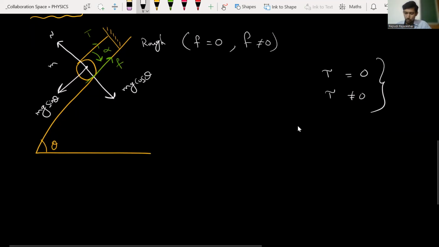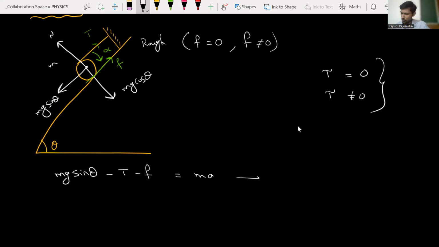Now here, analyze the question by taking the equations. So mg sin theta, linear. First, translation I am discussing. So mg sin theta is the driving force, minus T minus f, because both are acting in the opposite direction, which equals m into a. This is equation number 1, right? So here three forces are acting on the object. mg sin theta, in the horizontal I am discussing. So mg sin theta minus T minus f equals ma.